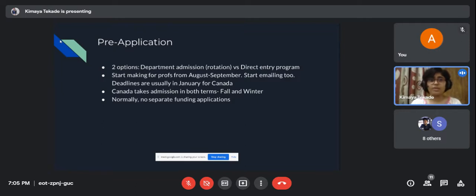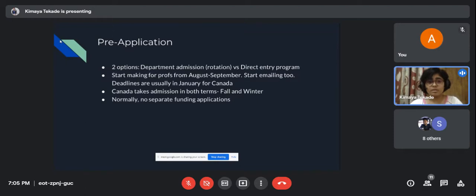You can have a direct entry program or you can have a department admission. For a direct entry program, you contact a professor. The professor interviews you and he is the one funding you. So it's totally in his control. Applying to the department is just a formality.